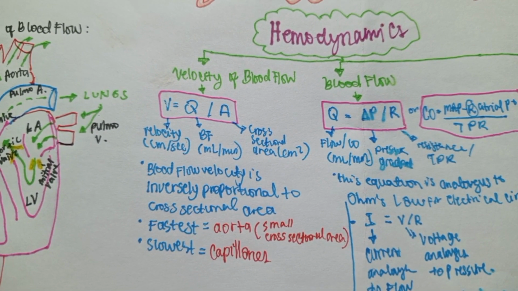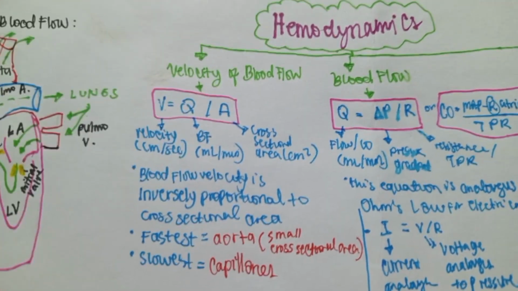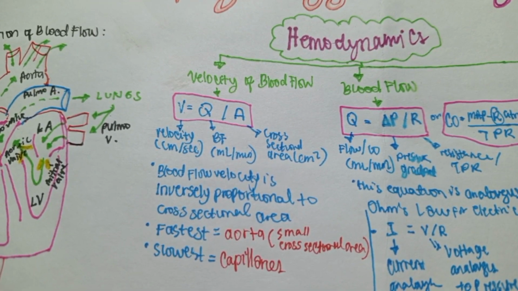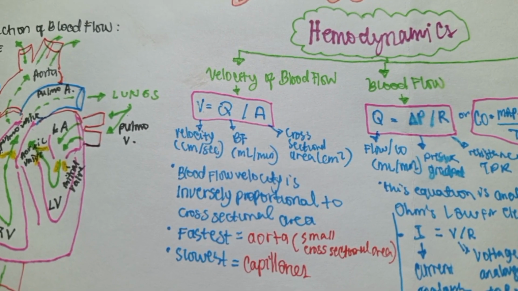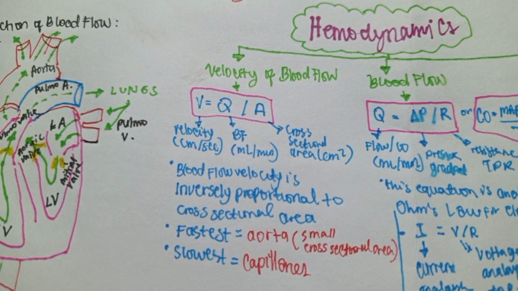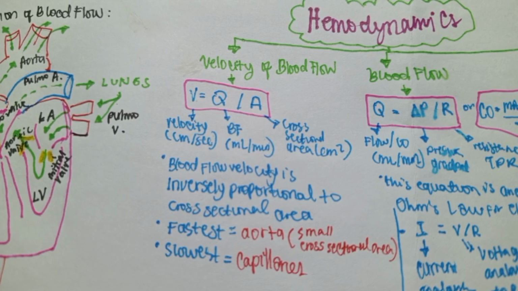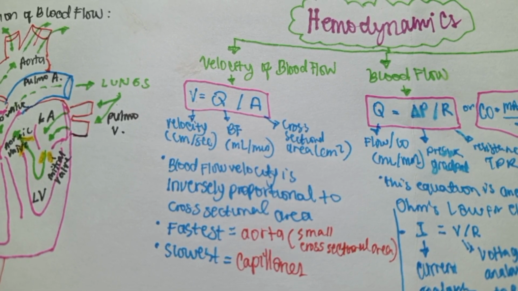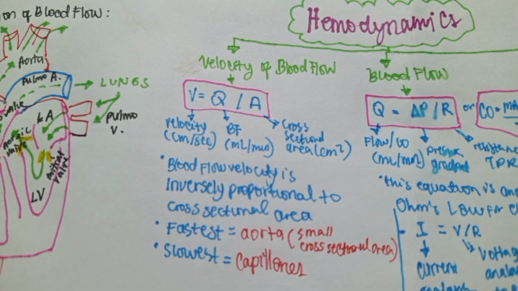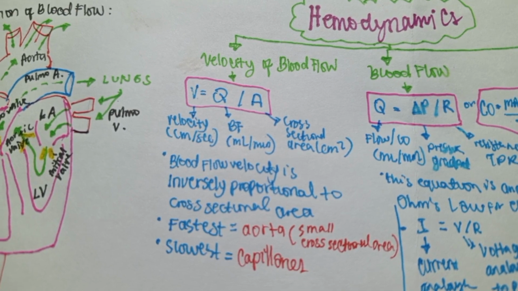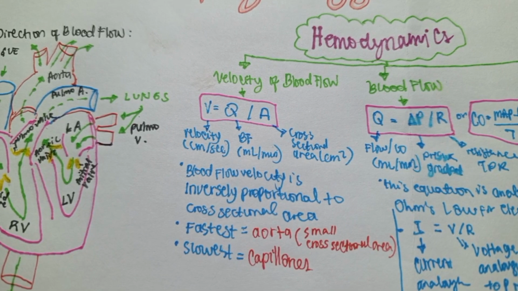So we have here the equation. The velocity is equal to the blood flow divided by the cross-sectional area in centimeters squared. So the velocity is measured in centimeters per second, the blood flow in milliliters per minute, and the cross-sectional area in centimeters squared. So the blood flow velocity is inversely proportional to the cross-sectional area. It means that the smaller the cross-sectional area, the faster the velocity is. So the fastest velocity is found in the aorta. However, the slowest blood flow velocity is in the capillaries.